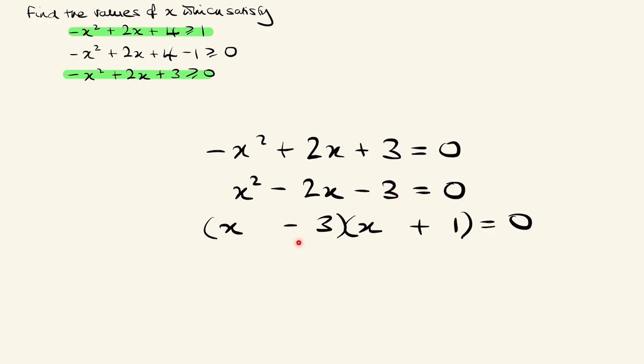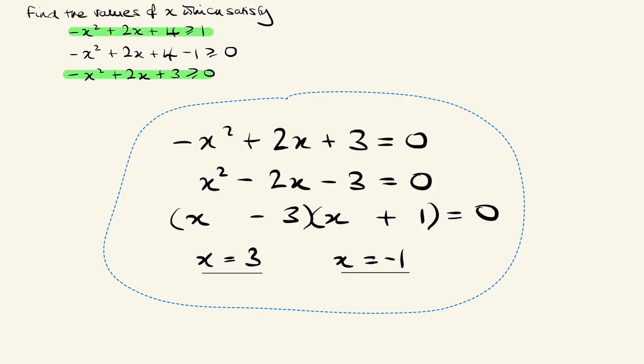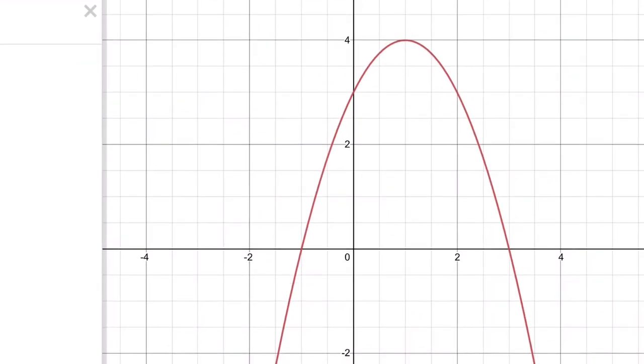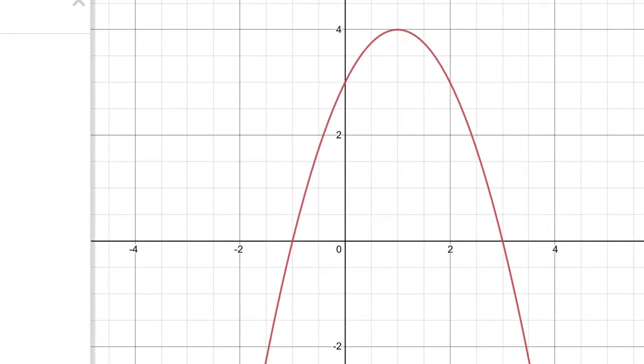Now then, if this bracket is going to be equal to 0, then x must equal 3. And if this bracket is going to be equal to 0, then x must equal minus 1. So what we've found there is very useful because it tells us where this graph crosses the x-axis. And I've graphed this. So that's the very graph, the n-shaped graph as we predicted, and it's going through, as we've also now predicted, the x-axis at minus 1 and 3.